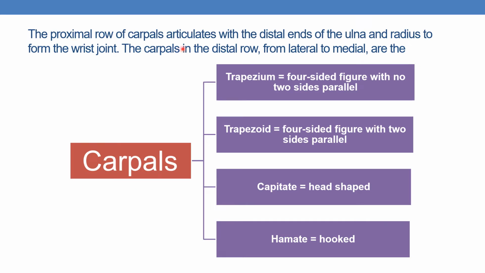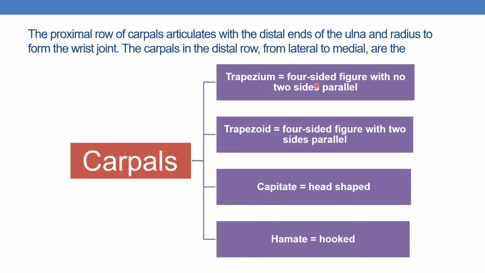The proximal row of the carpals articulates with the distal ends of the ulna and radius to form the wrist joint, as we have discussed earlier. And the carpals in the distal row: previously we have discussed the carpals in the proximal row. Now the carpals in the distal row from lateral to medial are trapezium, trapezoid, capitate and hamate. These are the 4 carpals in the distal row.